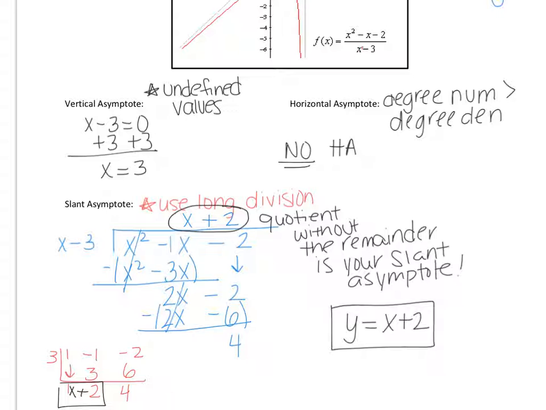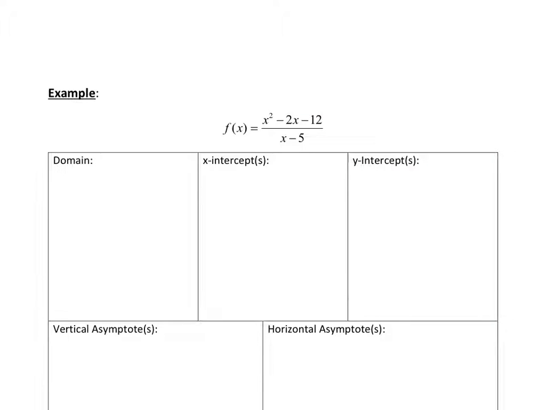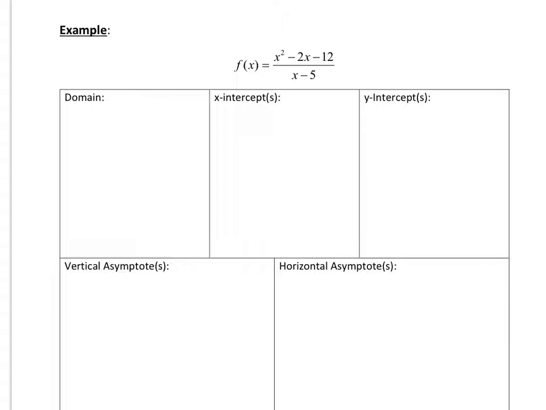All right, let's try another example now on the back. Okay, so here's another one, and I want you to find more pieces this time. I want you to find the domain, the x-intercepts, the y-intercept, vertical, horizontal, and then lastly, find me the slant asymptote. So, okay, before you begin, there is a typo. Just get rid of this -2 here. It should just be x squared minus x minus 12.